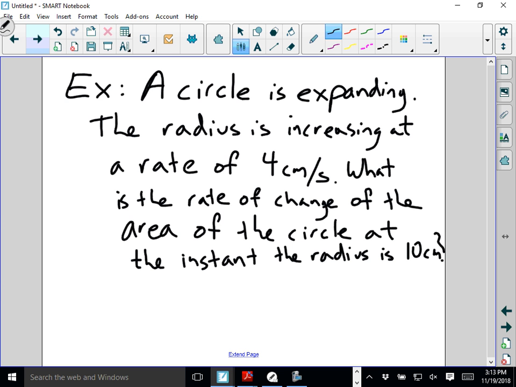Okay, so here's the problem. A circle is expanding. The radius is increasing at a rate of 4 centimeters per second. What is the rate of change of the area of the circle at the instant the radius is 10 centimeters? Okay, so there's a lot going on here, so let's go back to our steps. The first thing that we want to do is make a know list.